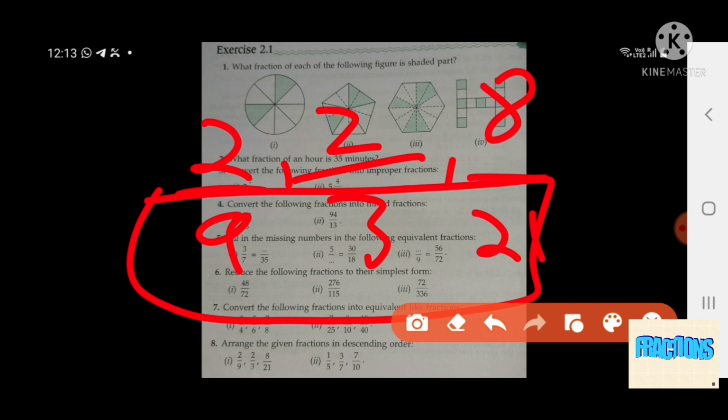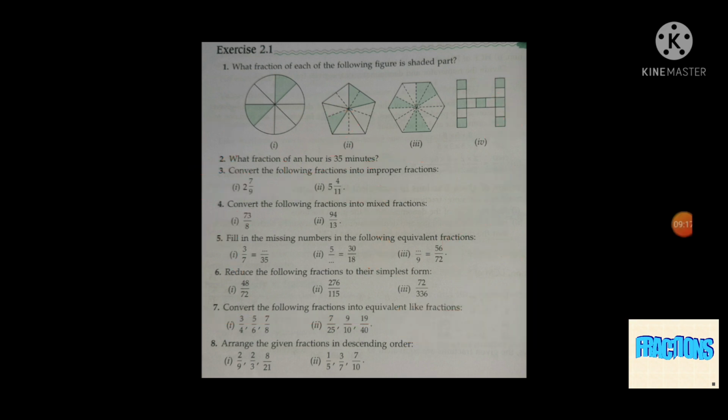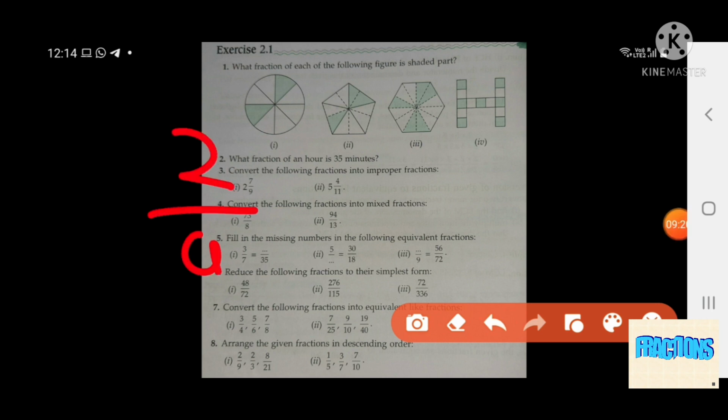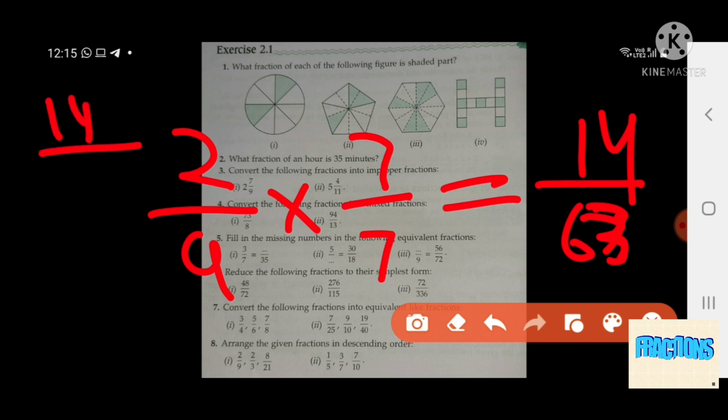So their LCM will be 63. So let's do it with 63. So 2 upon 9 into dash equal to 63 upon dash. So we have to multiply it by 7. It will be 63 and here will be 14. So we are again writing it in a corner, 14 upon 63. So let's remove the rest.